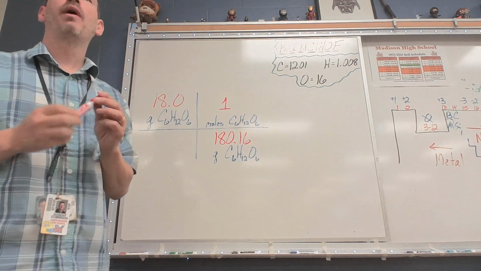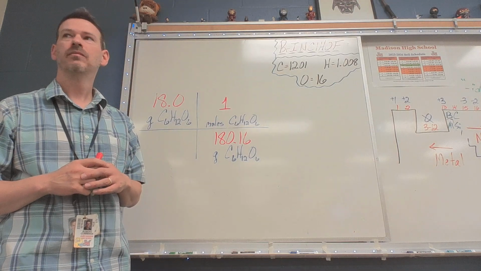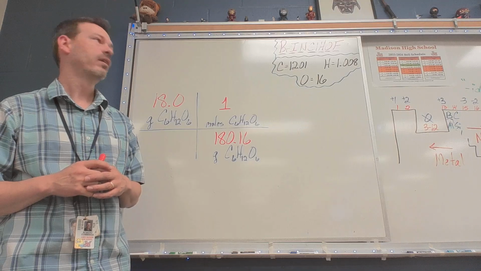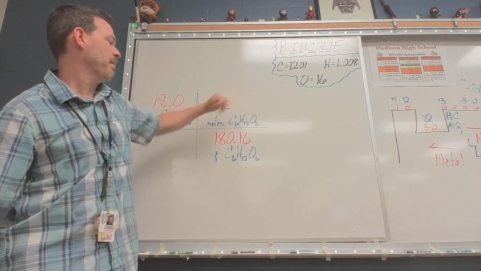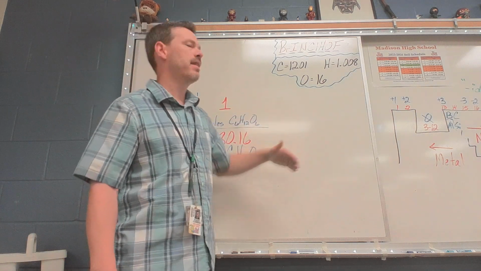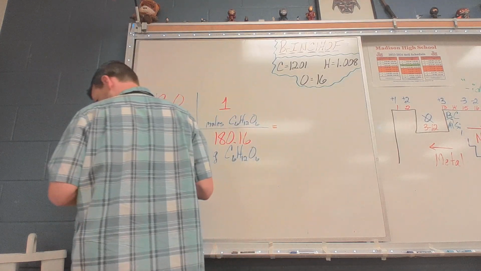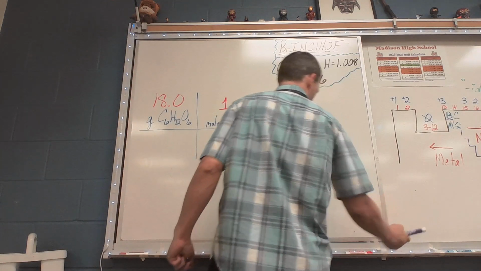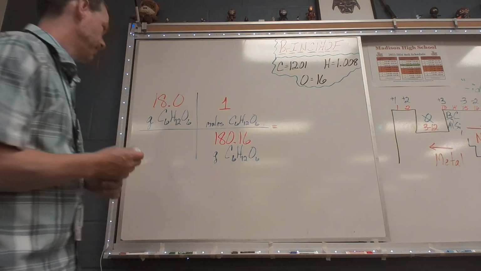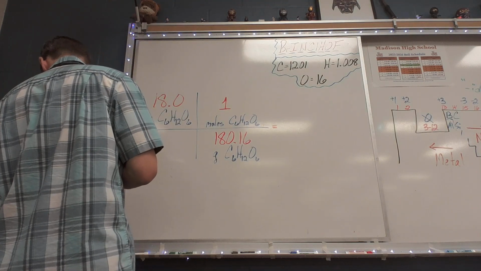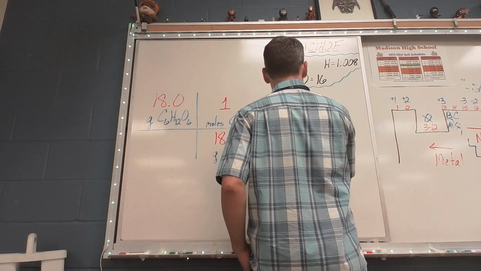You should get 180.16. Run it again if you got a different answer. We all right? And then you solve. Multiply across the top, multiply across the bottom, divide the top by the bottom. Sig figs do apply here, so be careful.